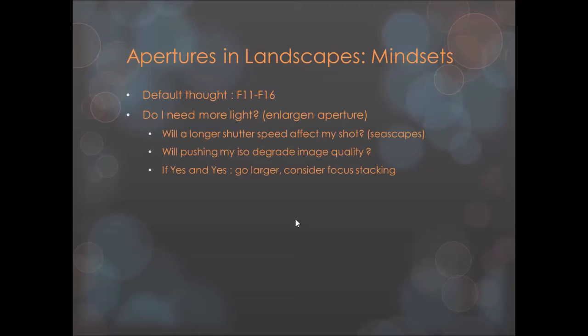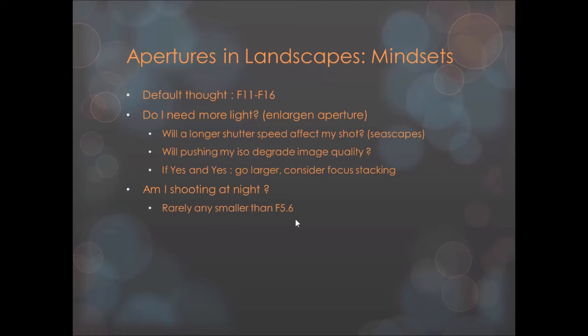But the question is, if I do need more light to do that, then will a longer shutter speed affect my shot? For instance, in seascapes, will pushing my ISO start to degrade quality? If the answer is yes and yes, because the above two are alternatives to enlarging your aperture, then you need to go larger, knowing that you sacrifice some depth of field, and you might need to start focus stacking your images to make sure that all of it's sharp. Okay, so that's situations where you want more light. You can either do it through shutter speed, you can either do it through ISO, recognizing those limitations, and if you've got no other option, then you can do an aperture adjustment.